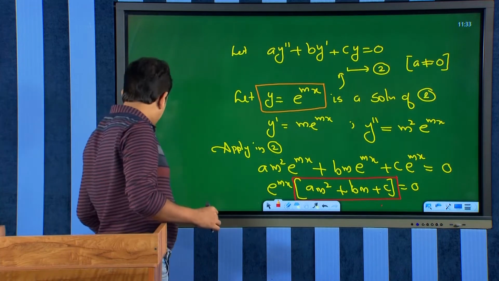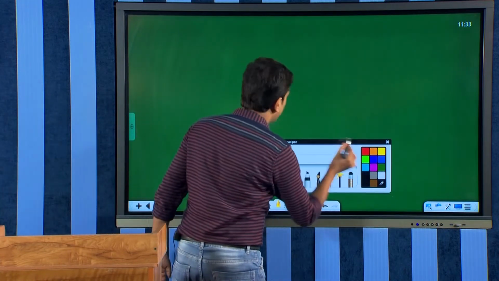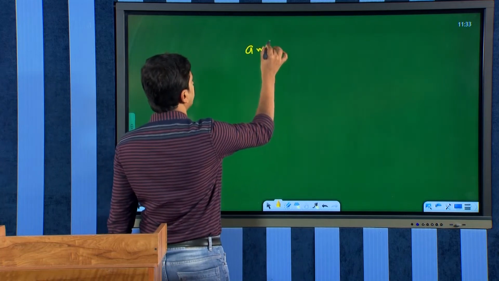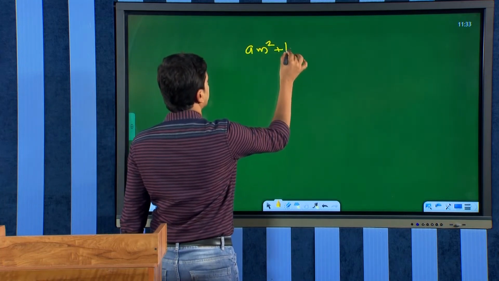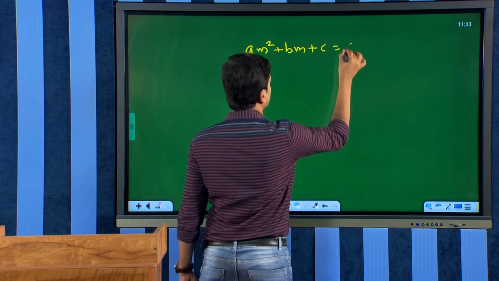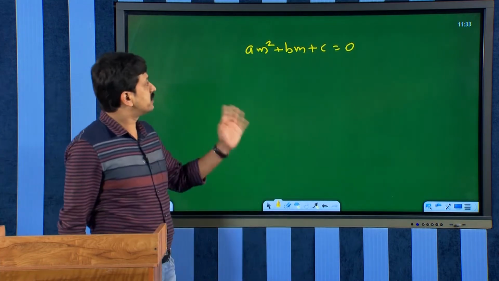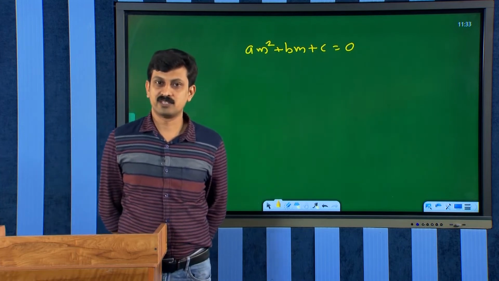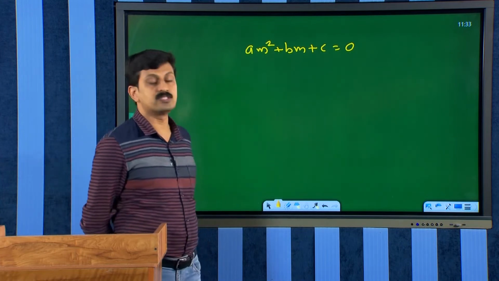That is, a m square plus b m plus c equal to 0. Now, this is a quadratic equation in m, so we can find the roots of this quadratic equation.